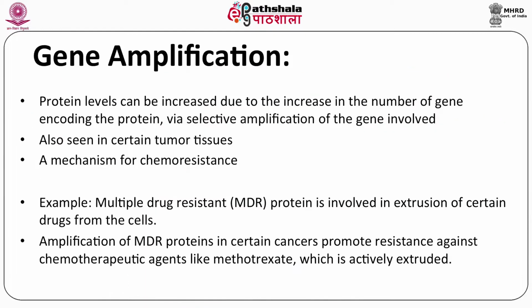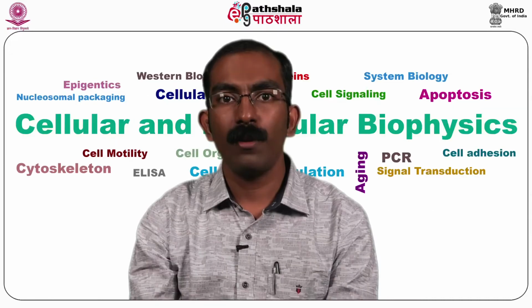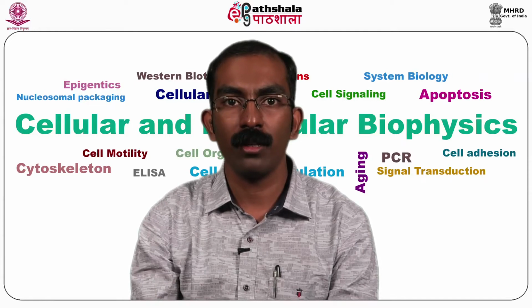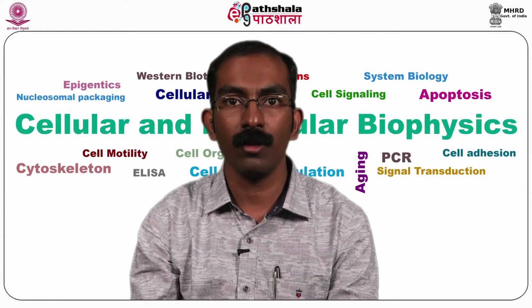Gene amplification. Protein levels can be increased due to the increase in the number of gene copies encoding the protein by selective amplification of the gene involved. Gene amplification is also seen in certain tumor tissues and has been postulated as one of the mechanisms for chemoresistance.